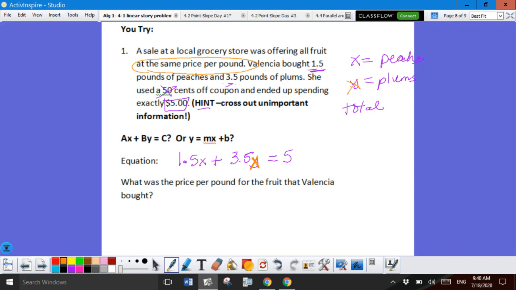So 1.5 plus 3.5 gives me 5x equals 5. So that's easy. x equals 1. So the fruit is going to cost $1 per pound.